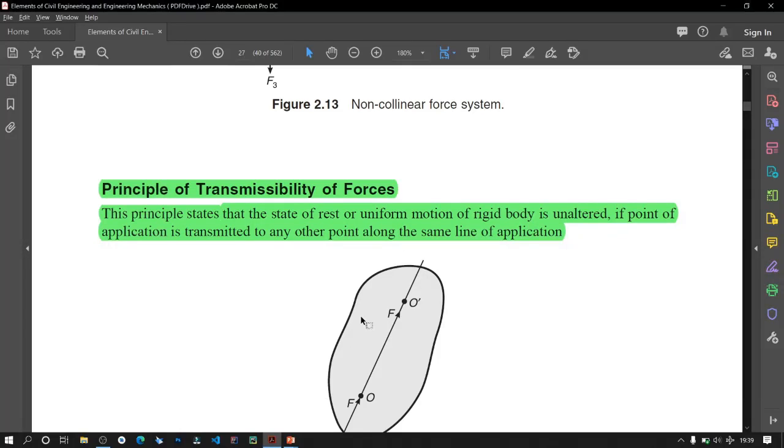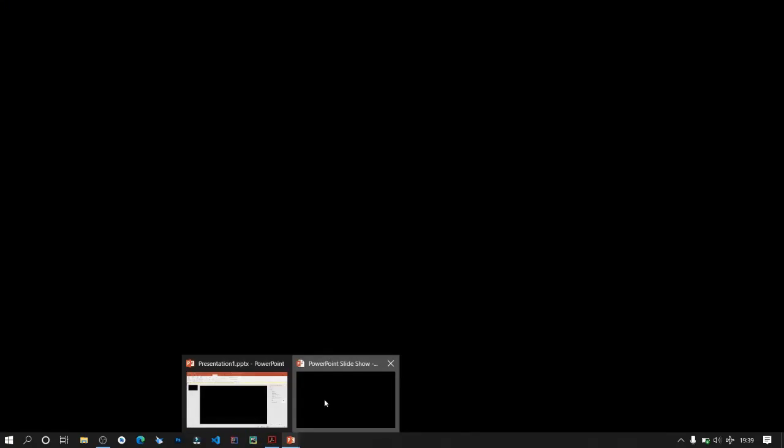First of all, the principle of transmissibility of forces. This principle states that the state of rest or uniform motion of a rigid body is unaltered if the point of application is transmitted to any other point along the same line of action. It says that let it be a body. Let me create a white body.